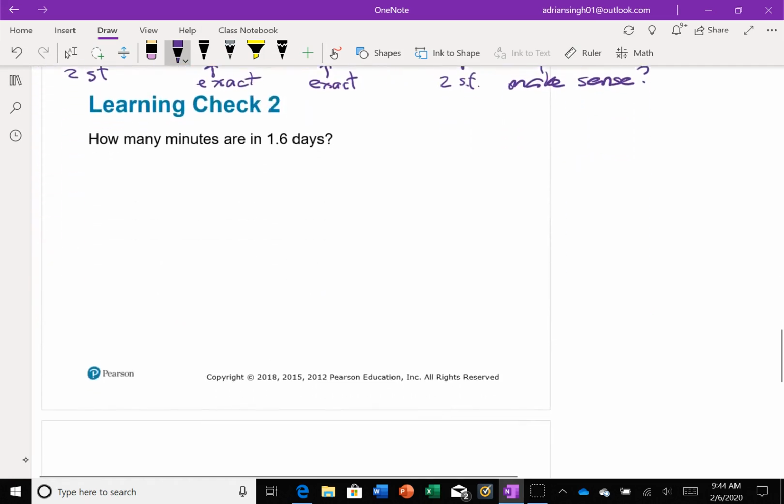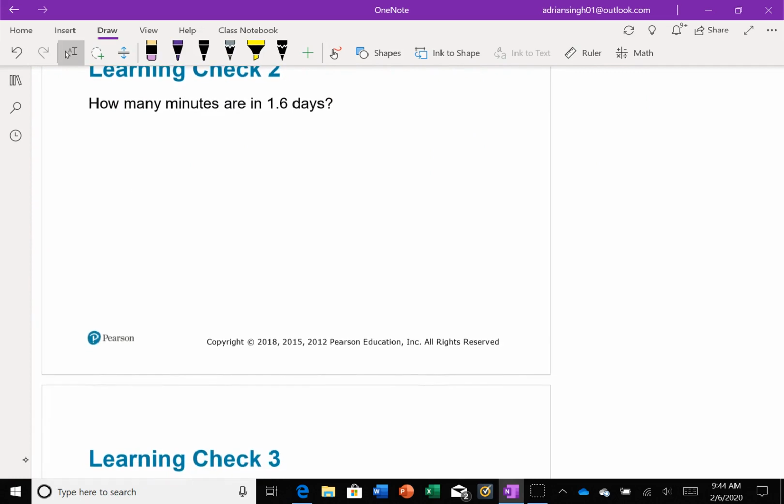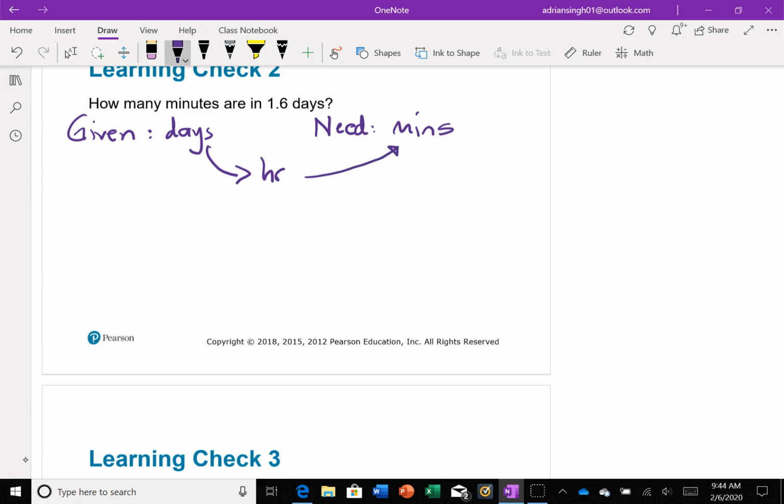So if we take a look at the next question, we're asked how many minutes are in 1.6 days. All right, so we're given days, and we need minutes. I'm going to abbreviate minute as mins for right now. So you may not know how many minutes there are in a day, but you may know how many hours there are in a day, and you may know how many minutes there are in an hour.